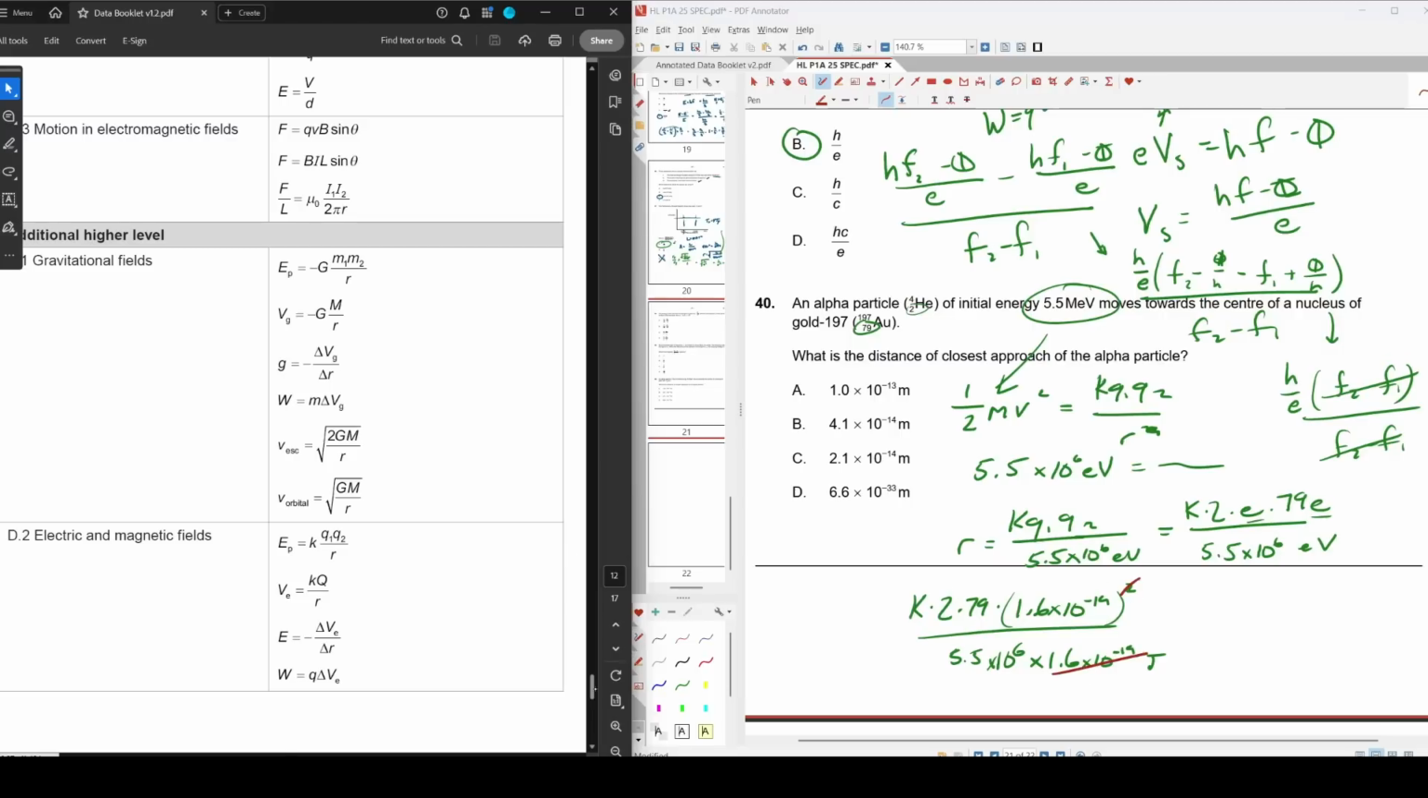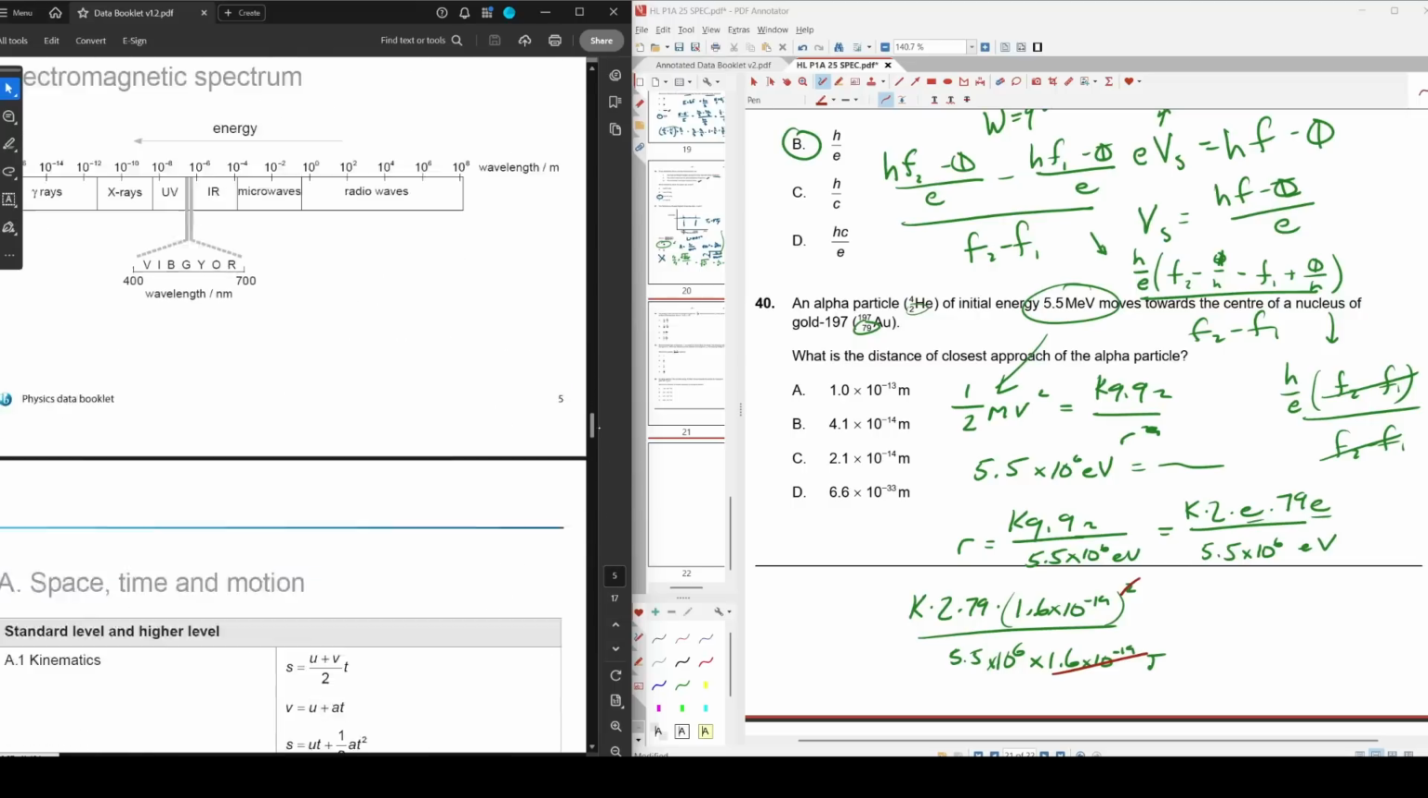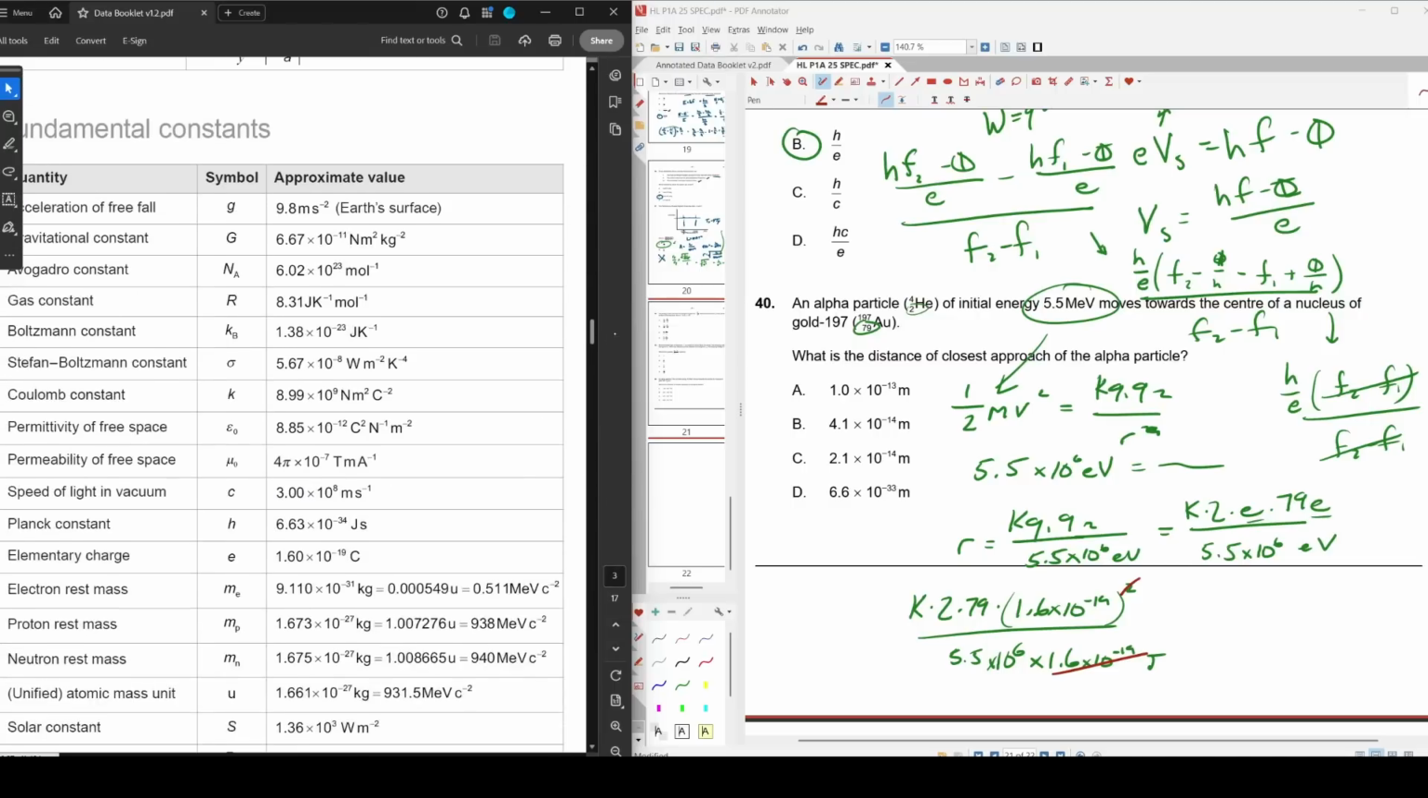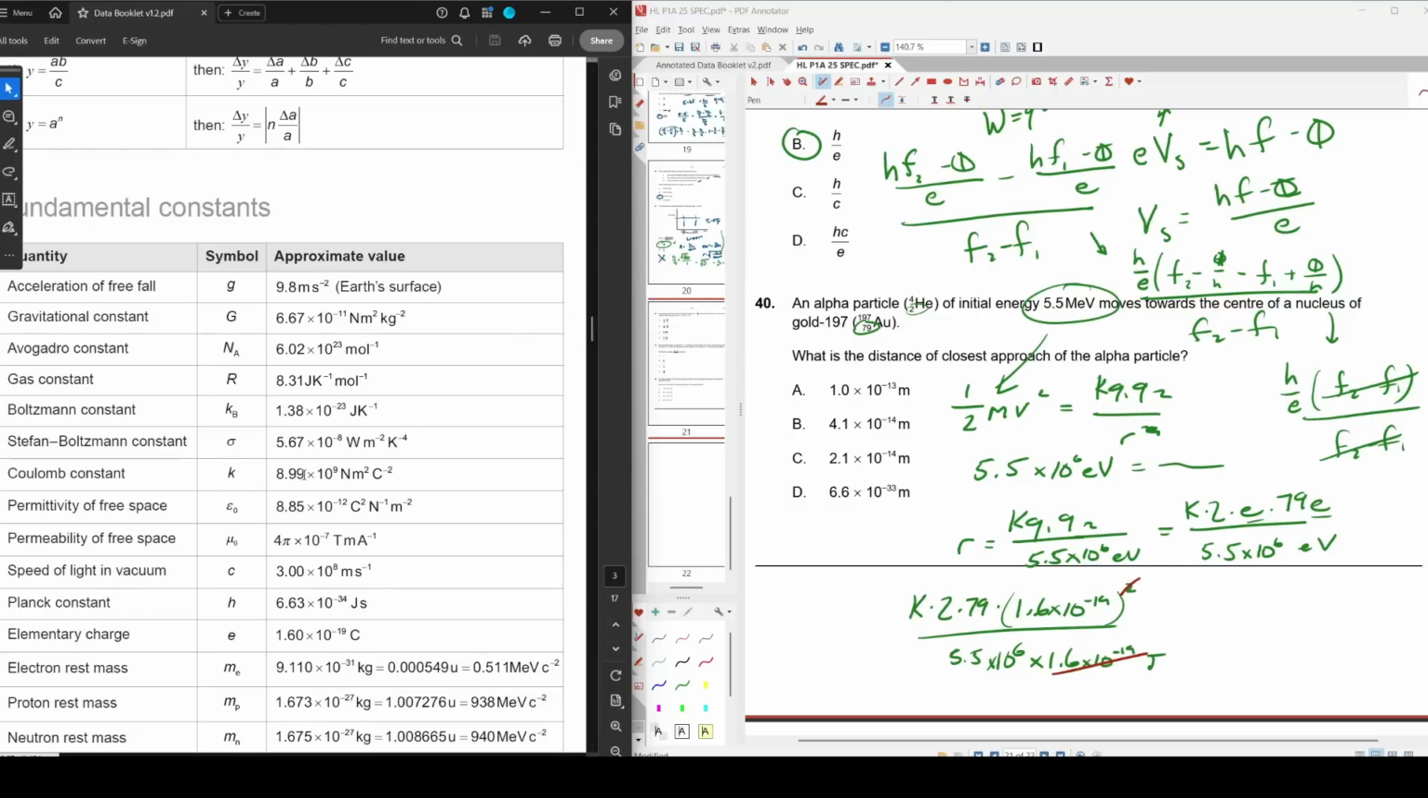K is in the front of our data book, 8.99 times 10 to the 9. So we're going to put that in for K, and calculator our way to success, hopefully. Let's see what we get. 8.99 times 2 times 79 times 1 elementary charge divided by 5.5 million. And I get B. B for that one.